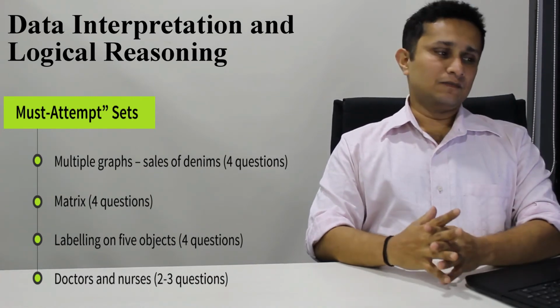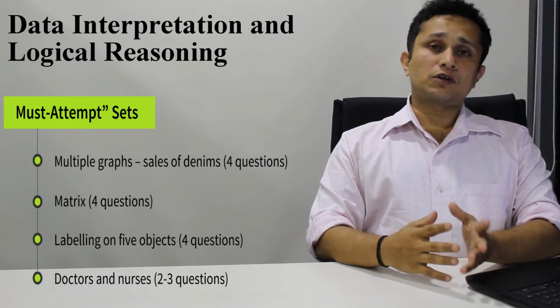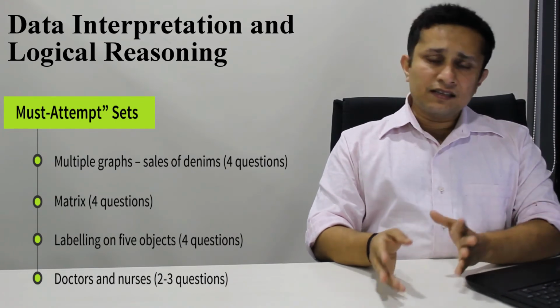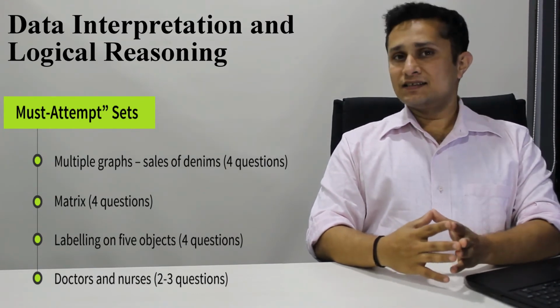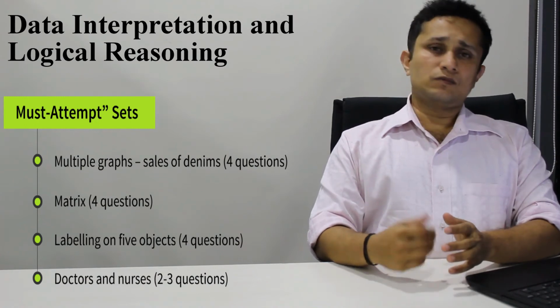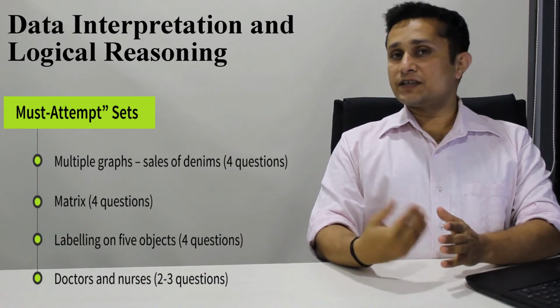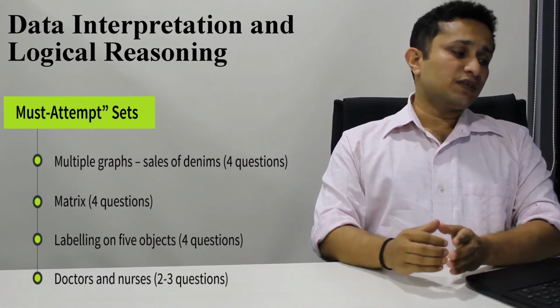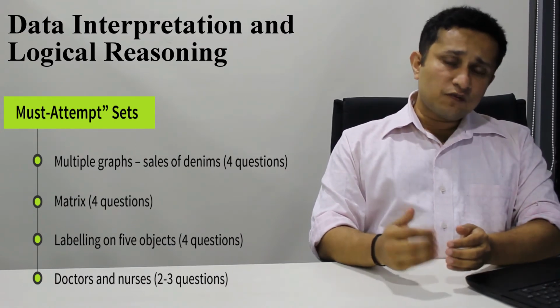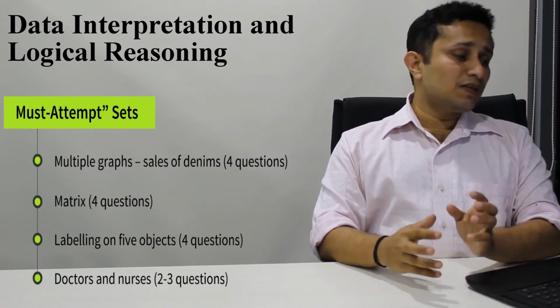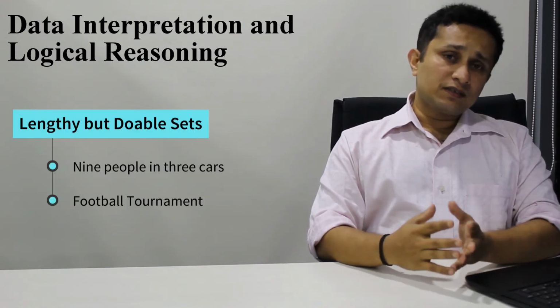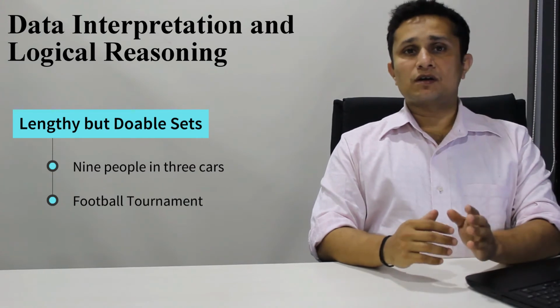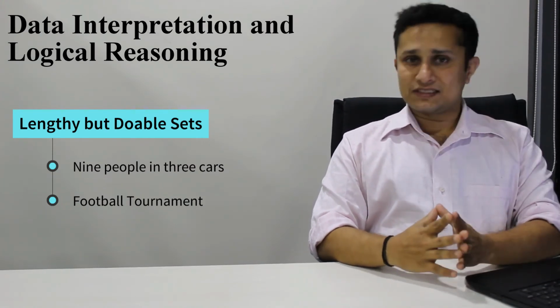That was fairly easy. The last was one on doctors and nurses. Again, this was a pure DI set. A little bit of calculation could have been made easy with respect to the calculator available. So this was the 4th set that I would have attempted. Apart from this, there were 2 other sets which were really lengthy, but could have been done had you struggled to understand one of the above 4 sets.